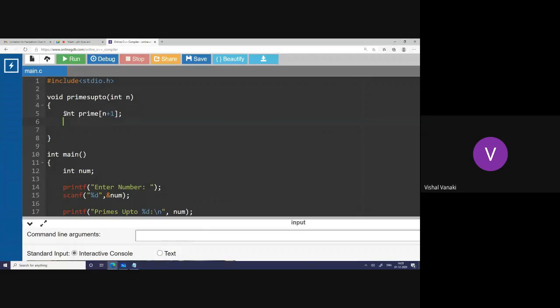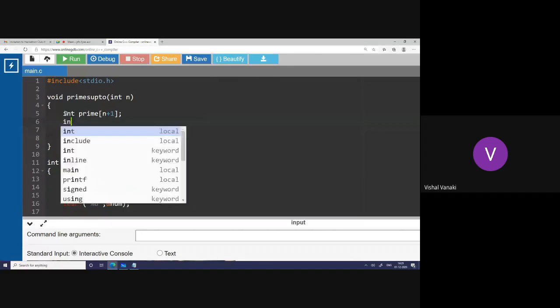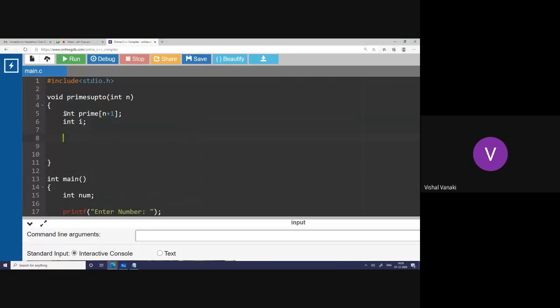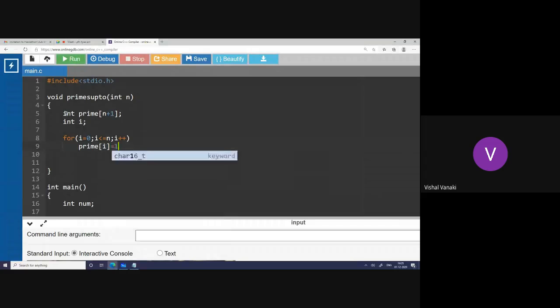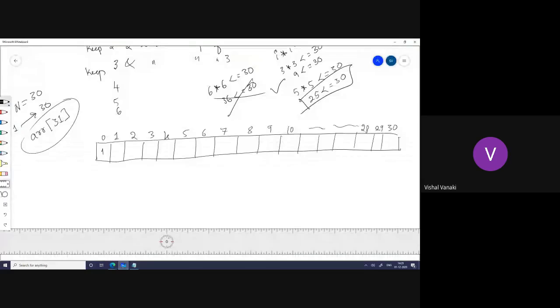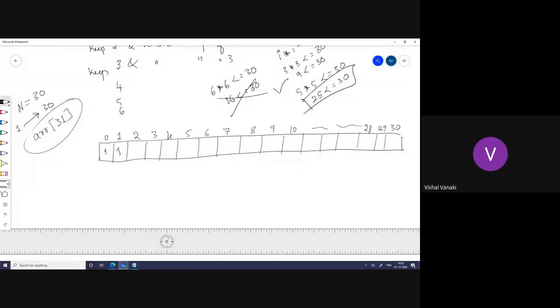Now after this, I will fill all the array elements with value 1. See here, I will take a for loop: i equal to 0, i less than or equal to n, i plus plus. So I will fill all array elements as 1. Initially, I will keep all these array elements as 1.